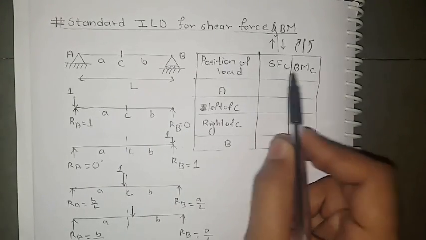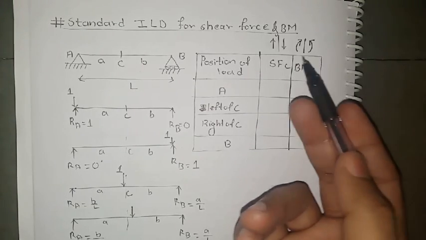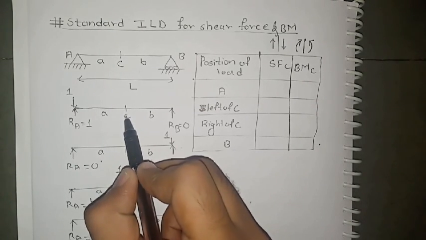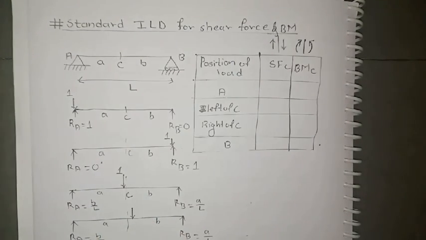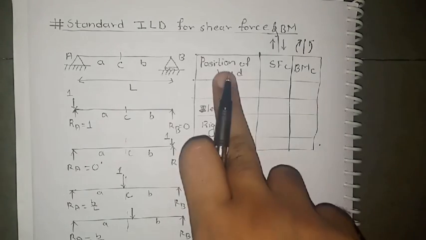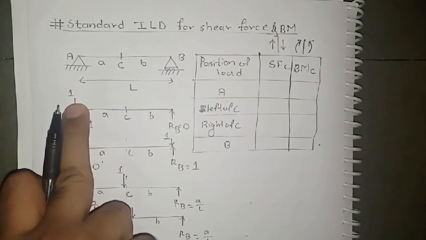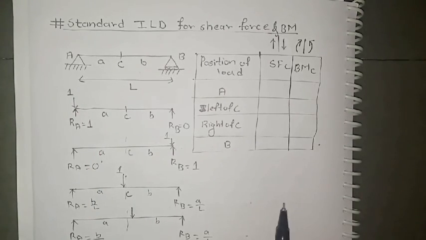Now, what is shear force? How do we find the shear force? Shear force is the algebraic summation of all the forces on the left side of the section. Here our section is at point C, and we can take the left side or the right side of the section. In the first case, the position of load is at A, so we apply a unit load of 1 at support A.